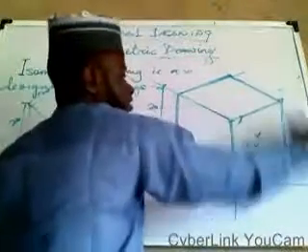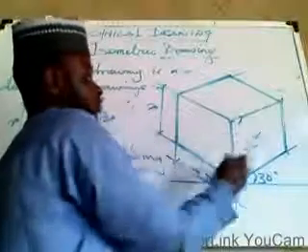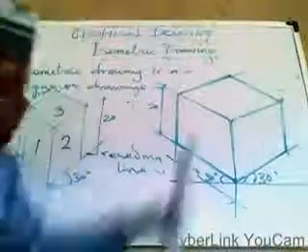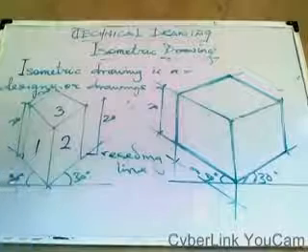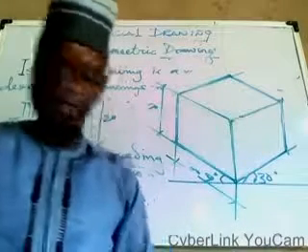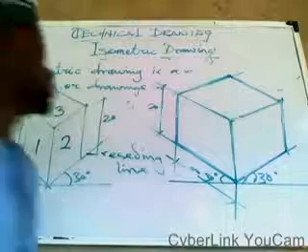Once you dimension this side, see this line and this line are parallel to each other. You don't need to dimension the inner. You don't need to dimension the inner parts of the drawing. That is one of the rules that we are having in isometric drawing.